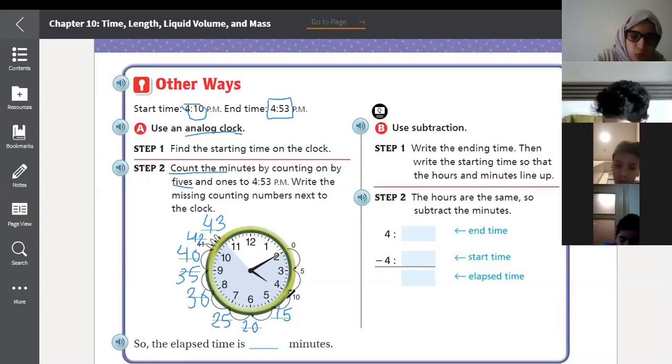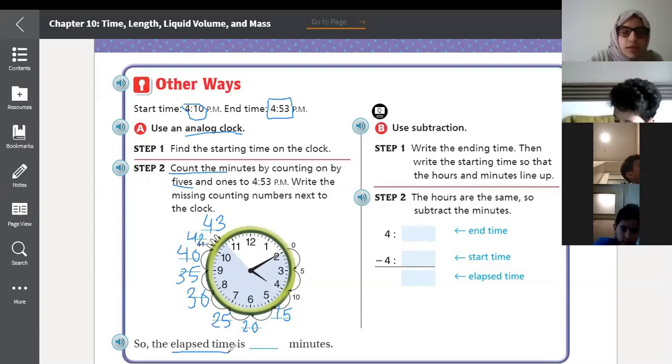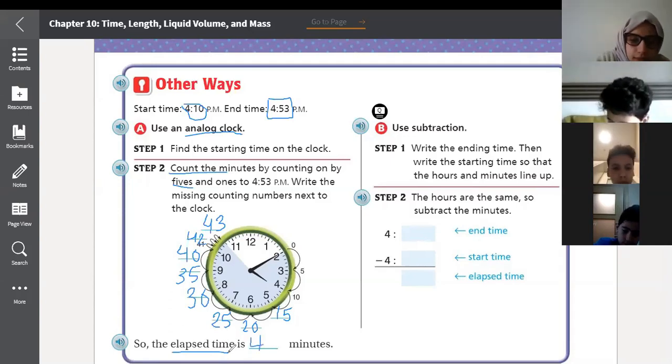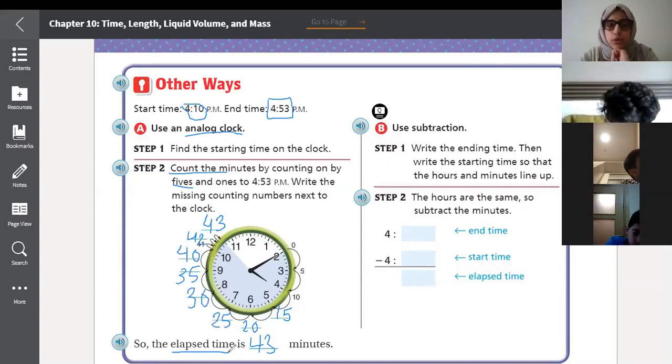So what is the elapsed time here? What's the elapsed time? 43. Excellent. And so we can use a clock to find elapsed time. We can use a number line to find elapsed time, and we can also use subtraction.